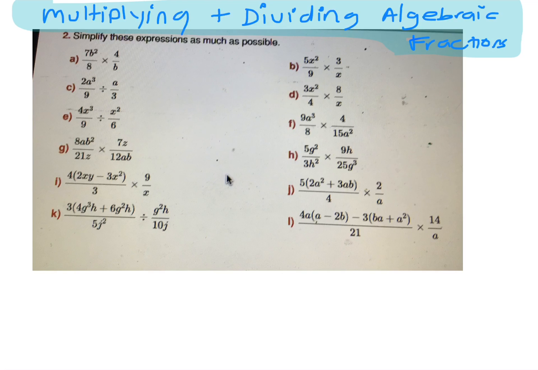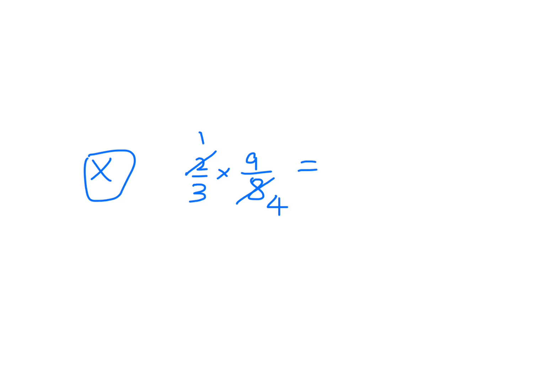Alright, just to run through multiplying and dividing algebraic fractions. First of all, when you multiply algebraic fractions, like say we have 2 on 3 times 9 on 8, then you can cancel before you multiply. So you can cancel anything on the top with anything on the bottom. So 2 goes into 2 once and into 8 4. 3 goes into 3 once and into 9 3. And then you can just go top times top and bottom times bottom.